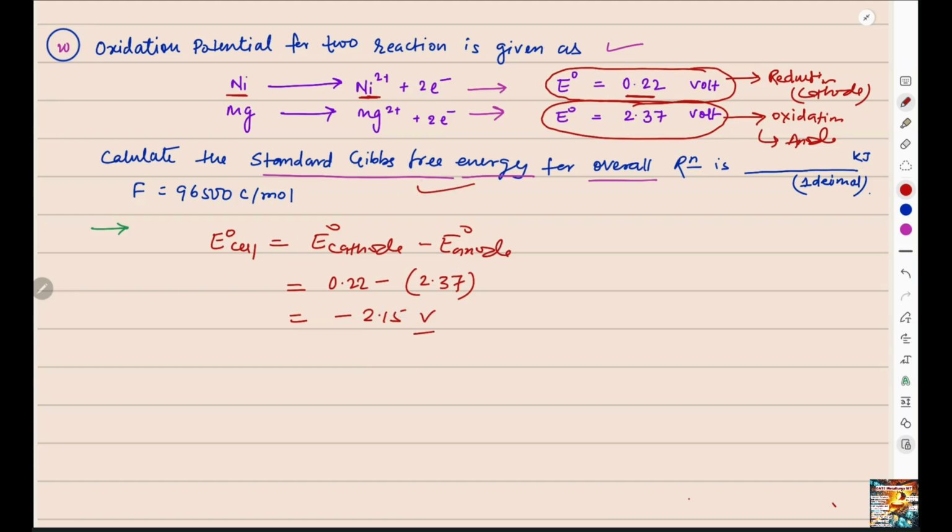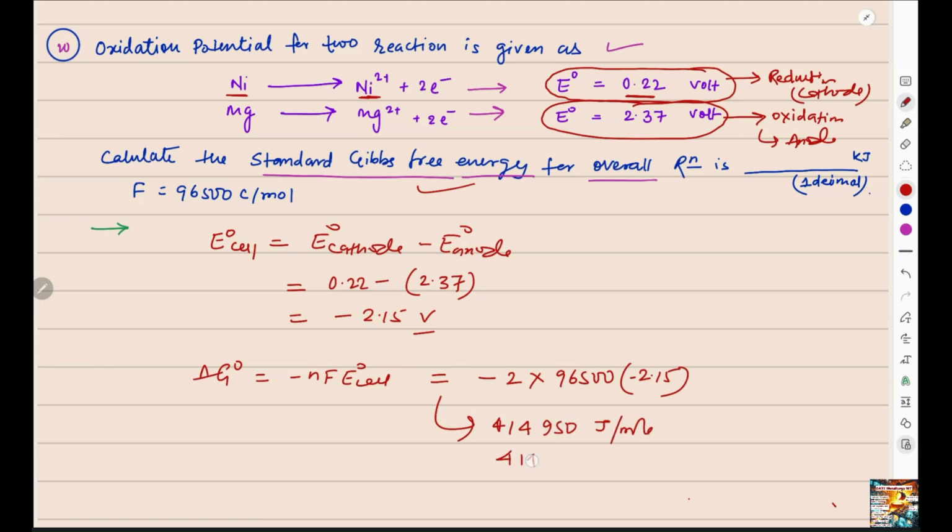Now we have to find the standard Gibbs free energy, that is delta G naught equals minus nFE naught. We have the formula, so we can put in the values. We will get minus n, which is 2, into F, which is 96500, into E naught, which is minus 2.15. So after calculating this value, we will get 414950 joule per mole.